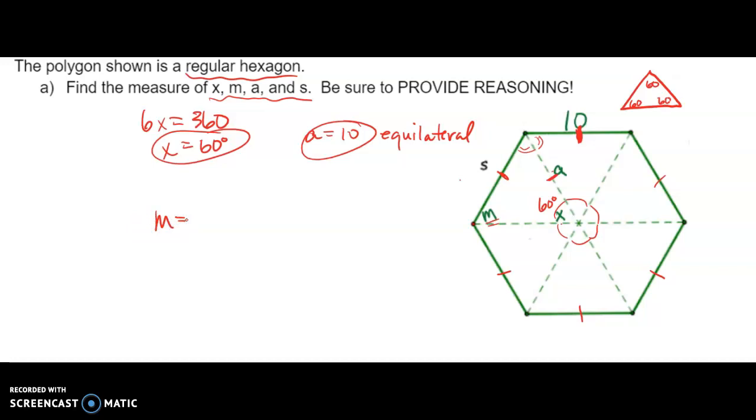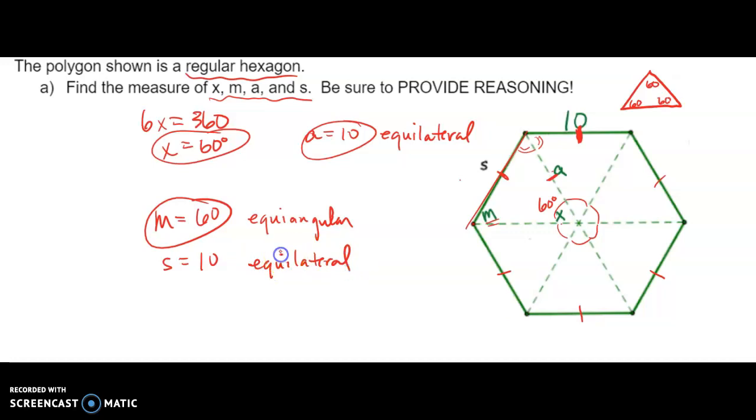Measure of m is also going to be 60 degrees since it's equiangular. Nice and easy. And then side s is, let's see, side s is going to be 10 as well because it's equilateral. So nice easy problem there. Interesting that a regular hexagon can be chopped up into all equilateral triangles, if nothing else.